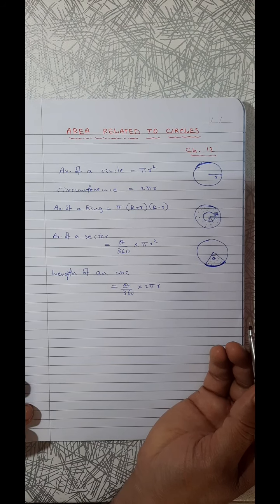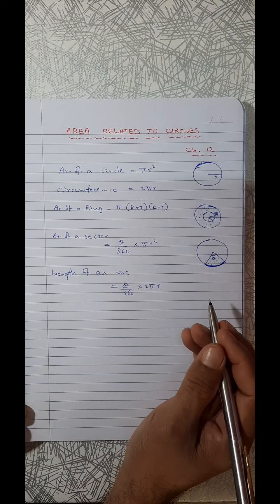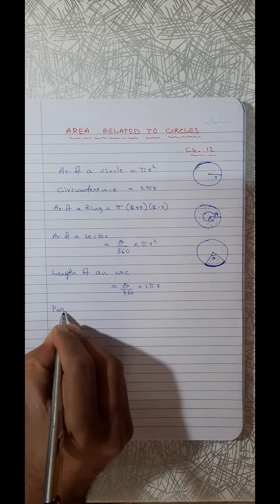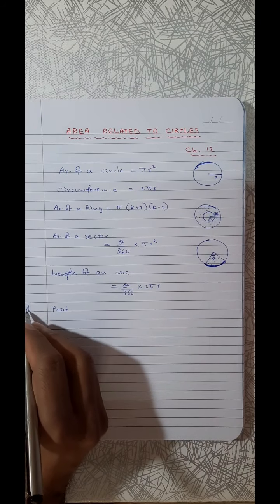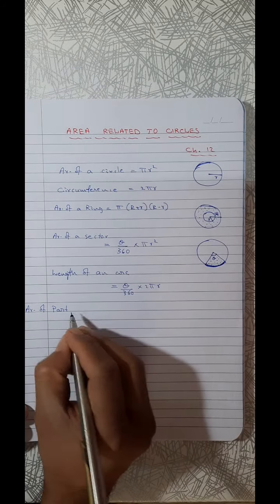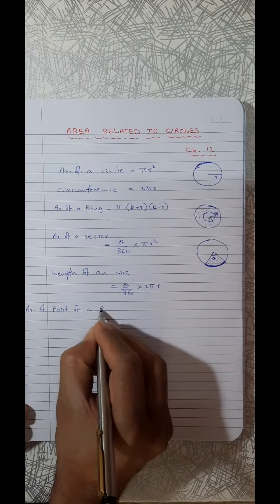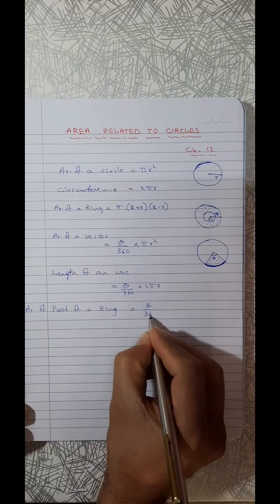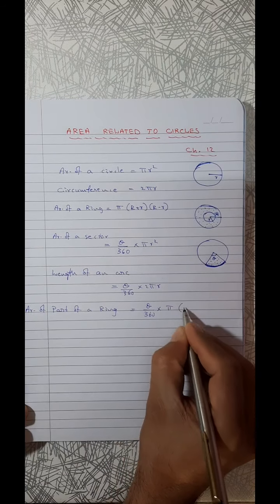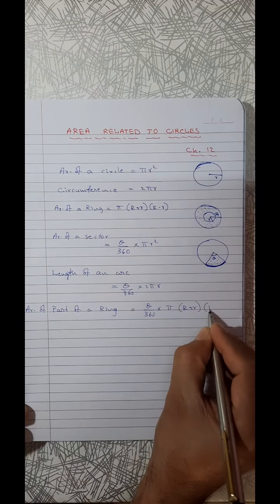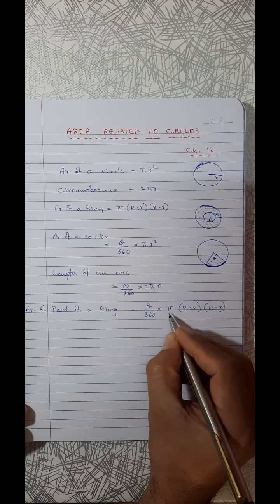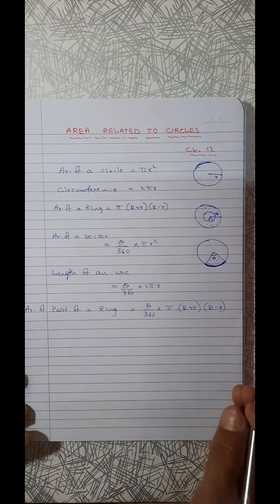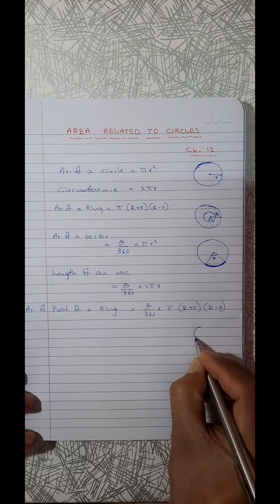Okay. The same concept can be applied for a part of a ring. Area of part of a ring equals theta by 360 into pi into R plus r into R minus r. Full ring means pi into R plus r into R minus r, so if only one piece is needed, it is theta by 360. Let me draw the figure.